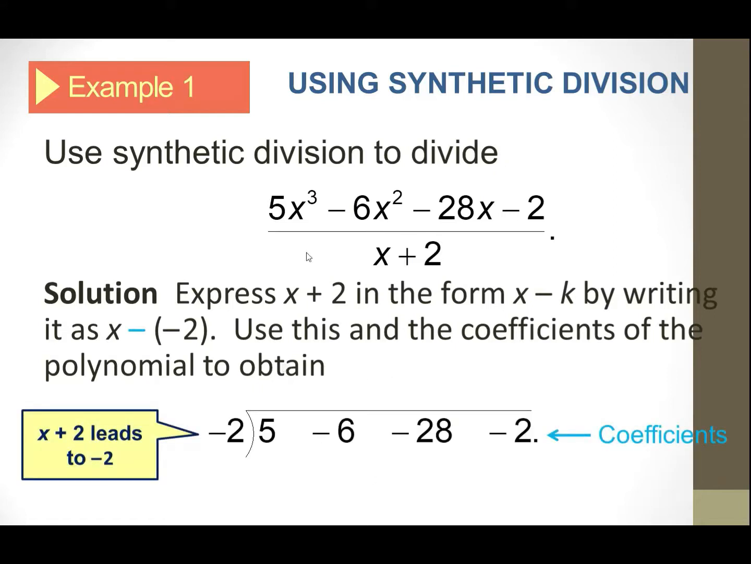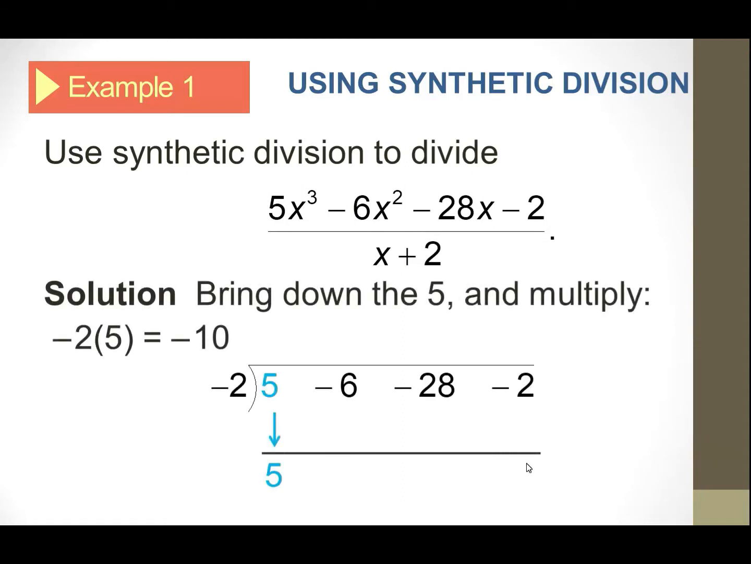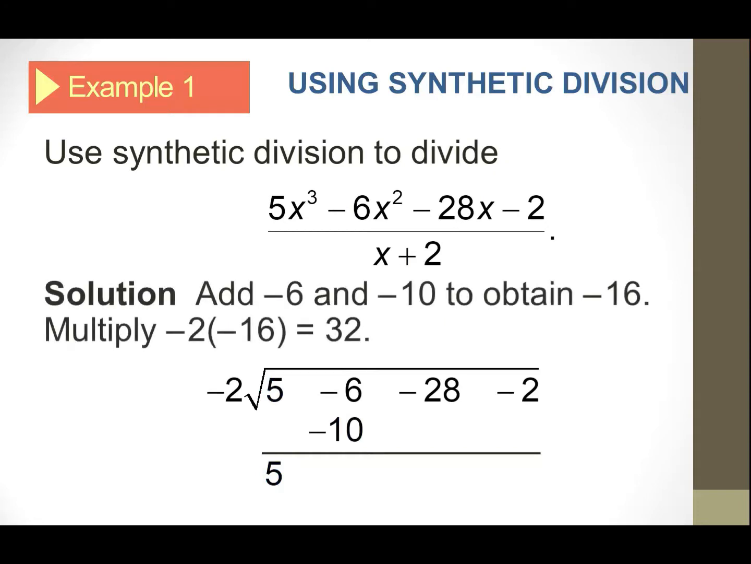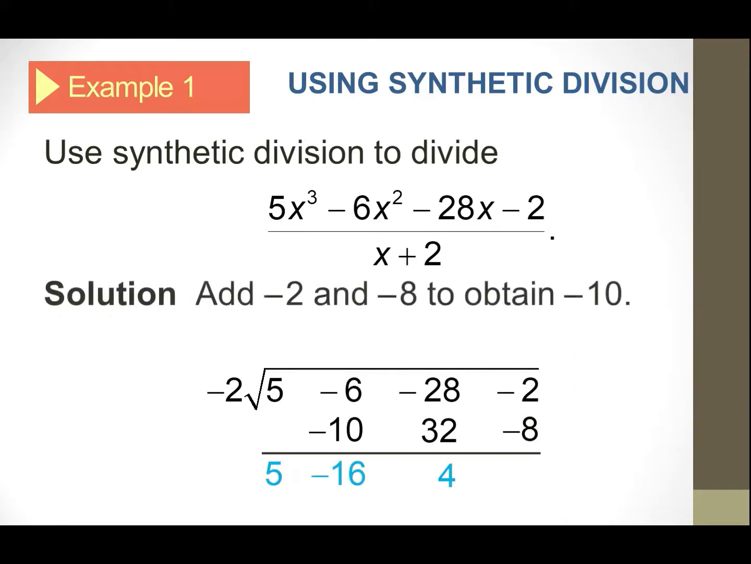For example, 5x cubed minus 6x squared minus 28x minus 2 is divided by x plus 2. You need to find the root of x plus 2, which is negative 2. So we write negative 2 in this way, and we write the coefficients 5, negative 6, negative 28, and negative 2 that way, and then start dividing by synthetic division. We bring down 5, and then we multiply and add, and we get the remainder, which is in this example negative 10.